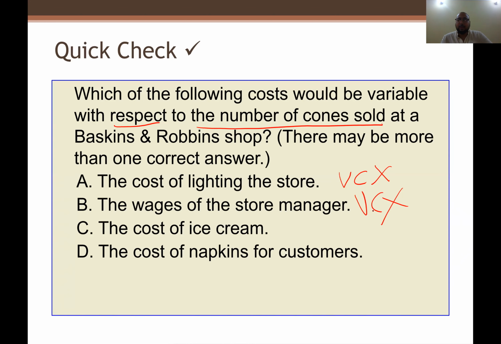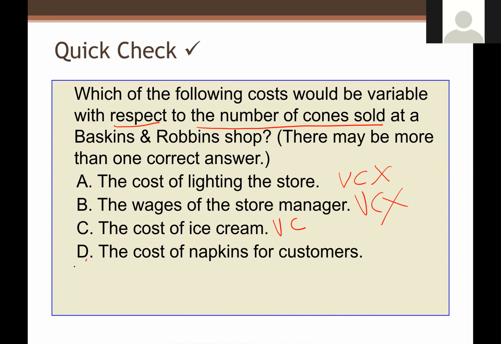C, the cost of the ice cream. Variable. Why is that? Because it changes. If you sell more, the cost is going to be more. The raw material cost, the sugar cost, is going to be more, right? This kind of stuff is a variable cost. Well done.